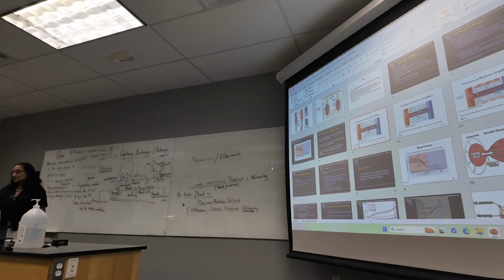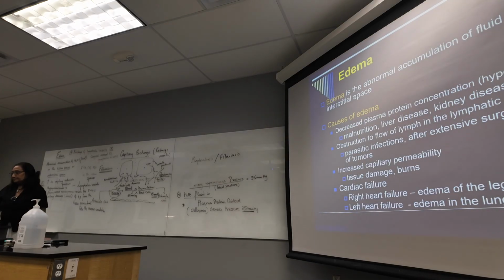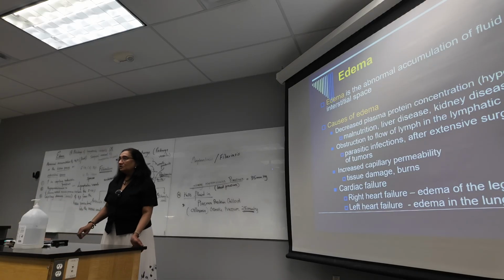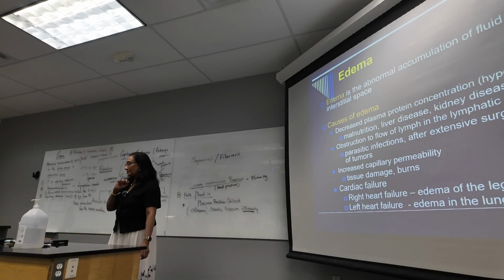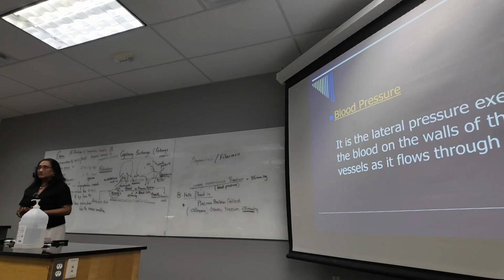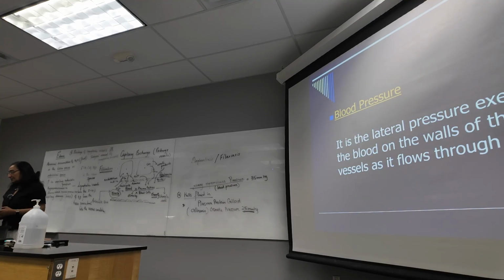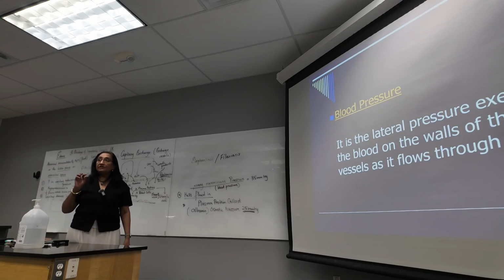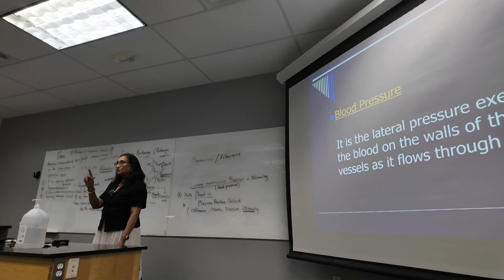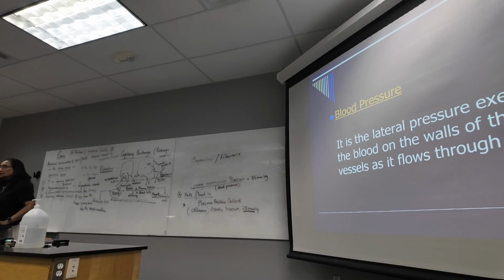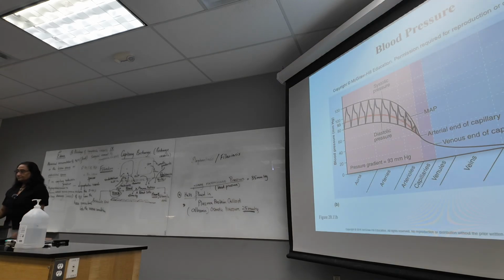So that's what we talked about. Now we move on to the last part, which is blood pressure. We have already talked about blood pressure. You know the definition: pressure exerted by blood. Whenever we talk about blood pressure, we always refer to arterial blood pressure, not venous blood pressure, okay? Arterial blood pressure.